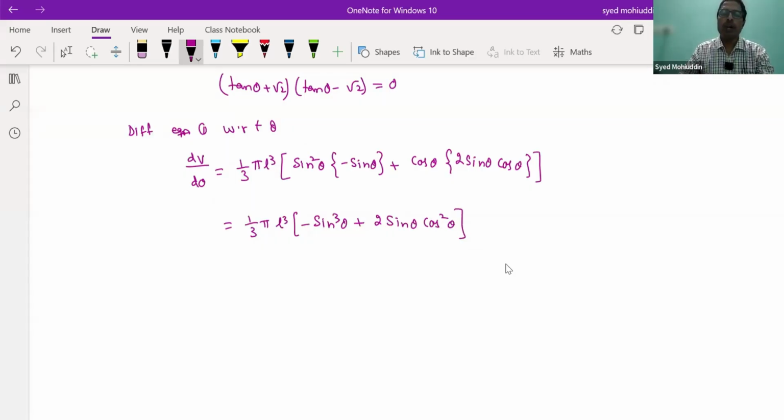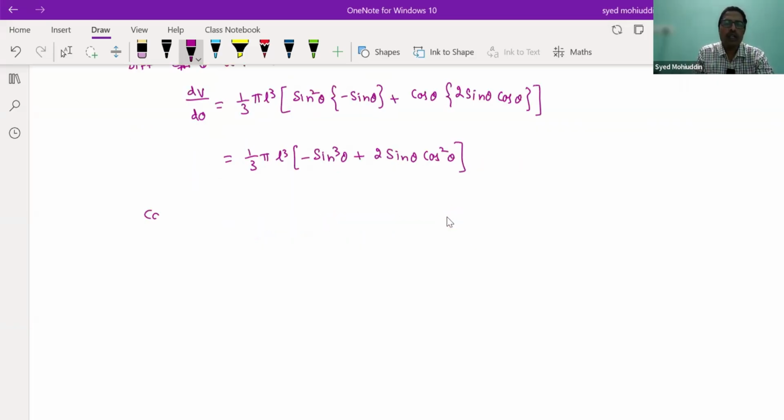But now I have to equate this to 0. I have to make this equal to 0. So let us further simplify this one. Consider dV by d theta equal to 0. So that becomes 1 by 3 pi L cube times minus sine cube of theta plus 2 times sine theta into cos square of theta equals 0. This whole value will go to the other side and it becomes equal to 0.